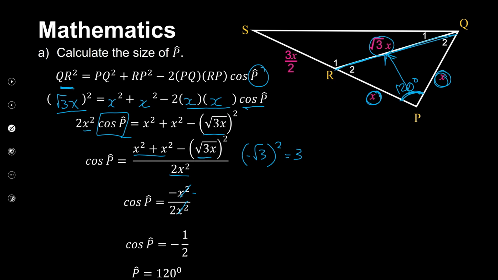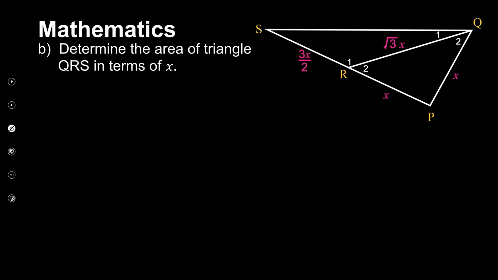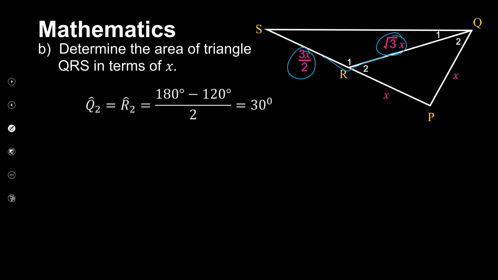Okay, one more question on this. They've asked us to find the area of the triangle QRS in terms of x. So we need to find the area of this triangle here, QRS, in terms of x. And if you notice already, we've got one side and we've got two sides, so we're going to try and make a plane to get some other information. Earlier we found out that this was 120 degrees.